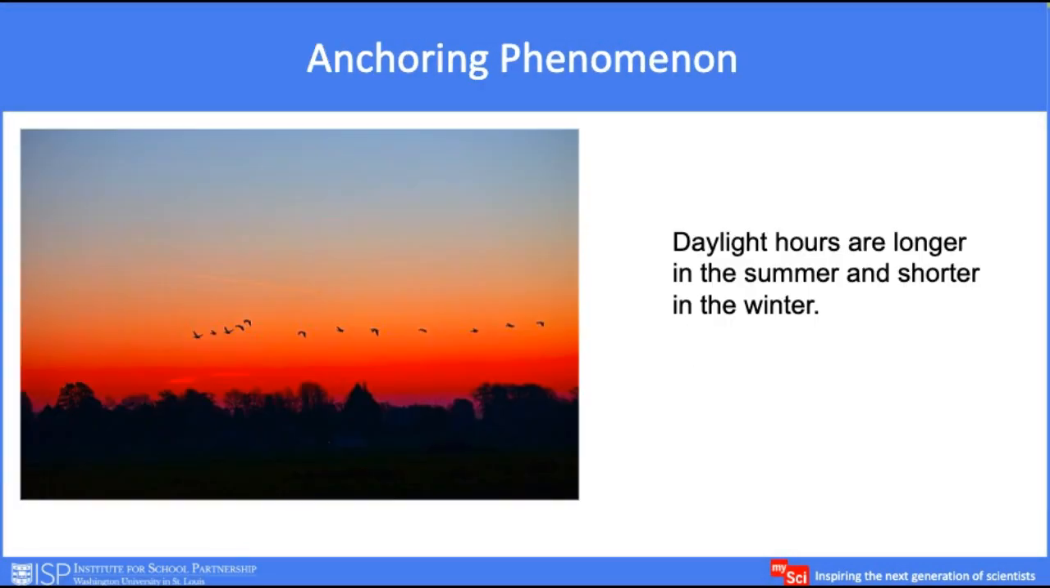In this unit, students try to figure out why daylight hours are longer in the summer and shorter in the winter. The anchoring phenomenon used to connect students to the science content is the idea that daylight hours change throughout the year. So how does the way our solar system works cause this? After each lesson, students will reflect to consider what they have learned that will help them figure out the answers to the questions they have about why daylight hours are longer in the summer and shorter in the winter.